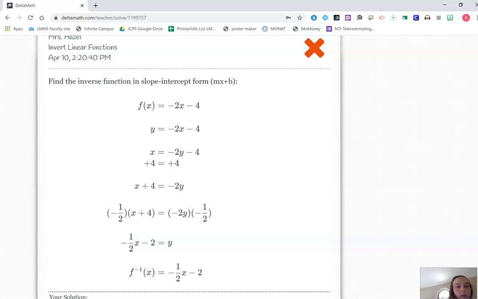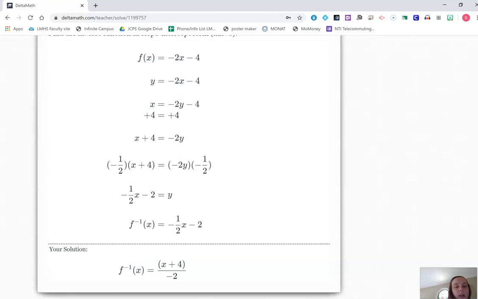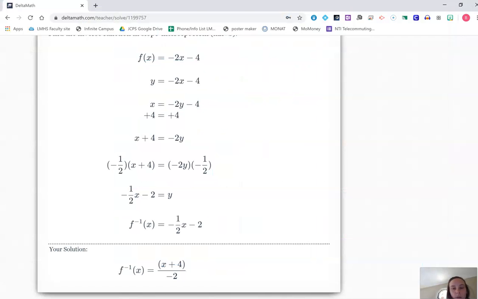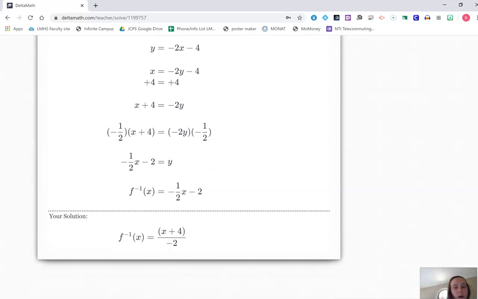It said write it in slope-intercept form. Because I didn't divide that -2 out, okay, in the bottom here like we did in our notes right here, it counted it wrong. So we just want you guys to be really careful about doing that.